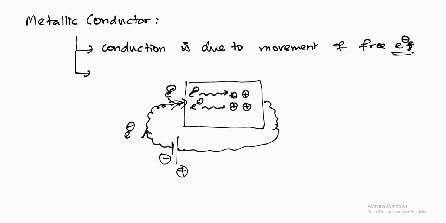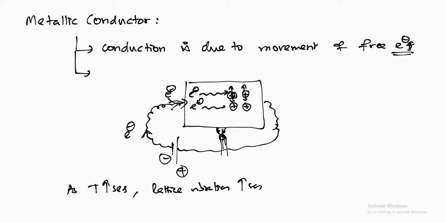Now students, observe carefully. What will happen when you increase the temperature? Suppose I heat this metal with a Bunsen burner. These positive ions start to vibrate. Just imagine like this, they start to vibrate. It is called lattice vibration. So on increasing temperature, lattice vibration increases.